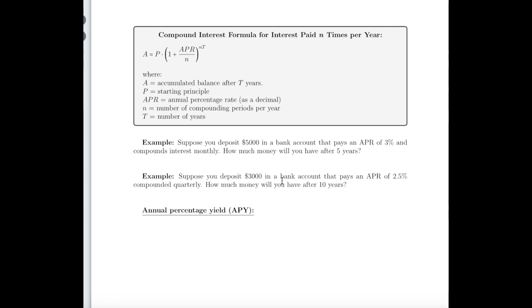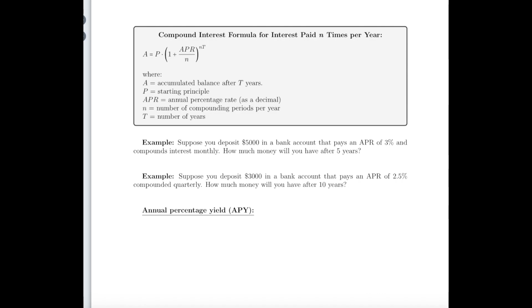When you're looking at this formula, it's very important to understand what all the letters mean. The A is the accumulated balance. We did talk about accumulated balance. That is kind of like your total, your principal plus your interest. The P is always going to stand for principal. APR is annual percentage rate as a decimal, because we always write percents as a decimal. Very, very important to do that or your number is going to be crazy large. So APR, annual percentage rate. N is the number of compounding periods per year. T is going to be the number of years.